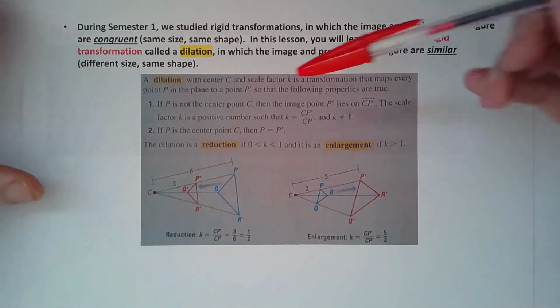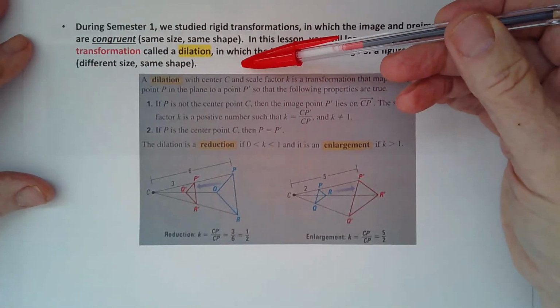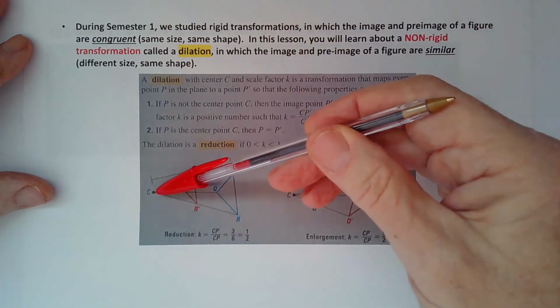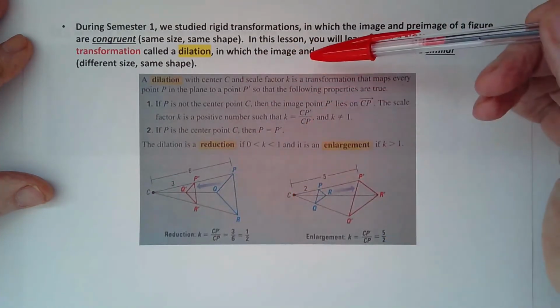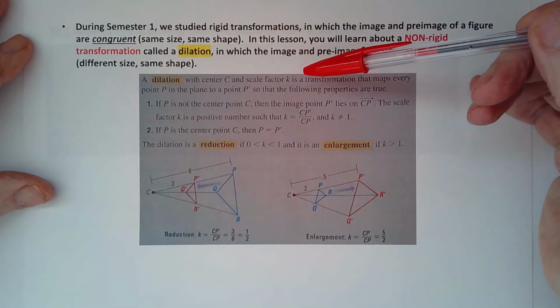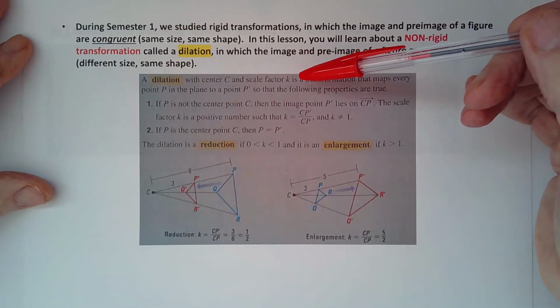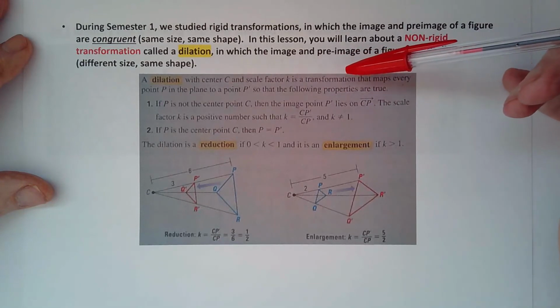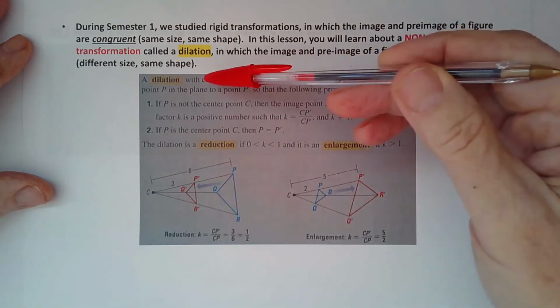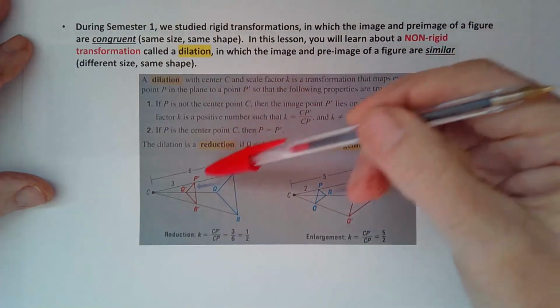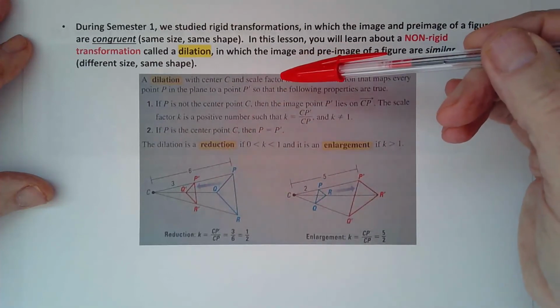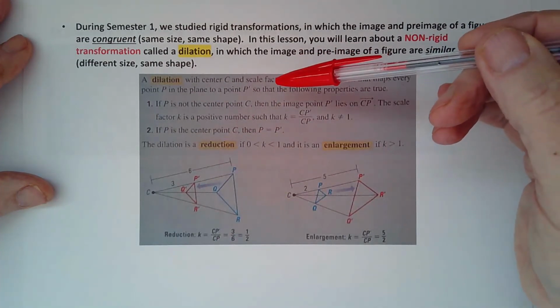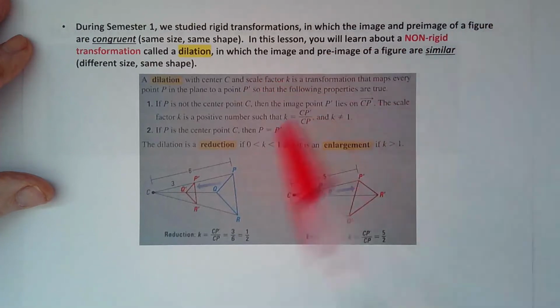So if you look at the following, it says a dilation with a center of C. So here's C here and C here. And a scale factor of K. Okay. So it is a transformation that maps every point P to a point P prime. So P is going to P prime, right?